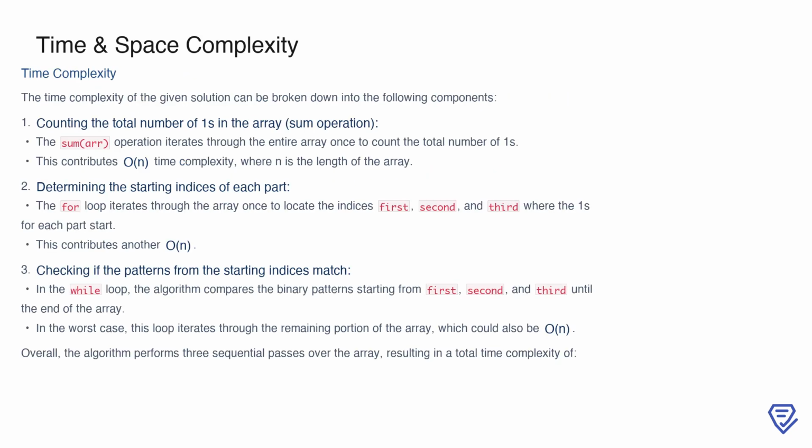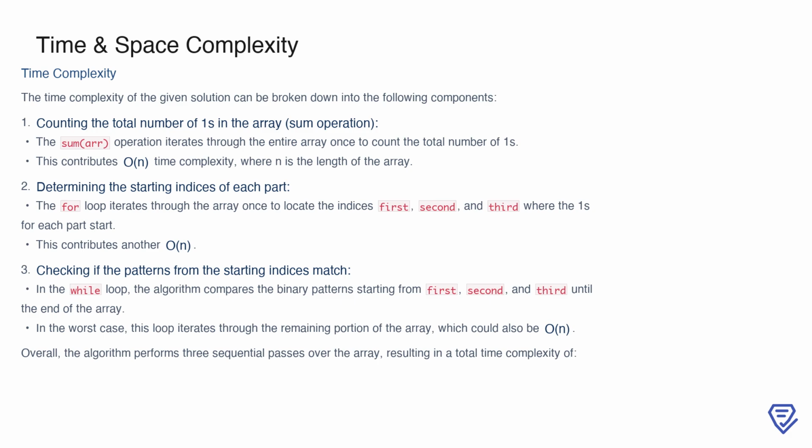The time complexity of the solution is determined by 3 primary operations. First, we calculate the total number of ones in the array using the sum(arr) operation. This requires iterating through the entire array once, which contributes O(n) to the overall complexity, where n is the length of the array. Next, we identify the starting indices of each part, which involves another pass through the array using a for loop. This operation also contributes O(n).